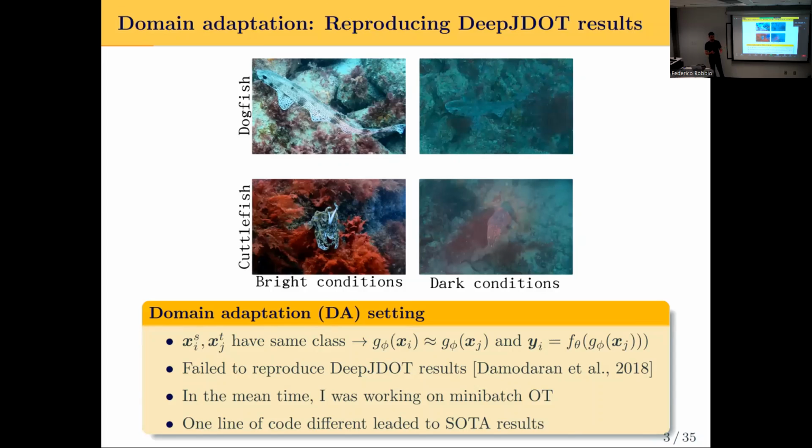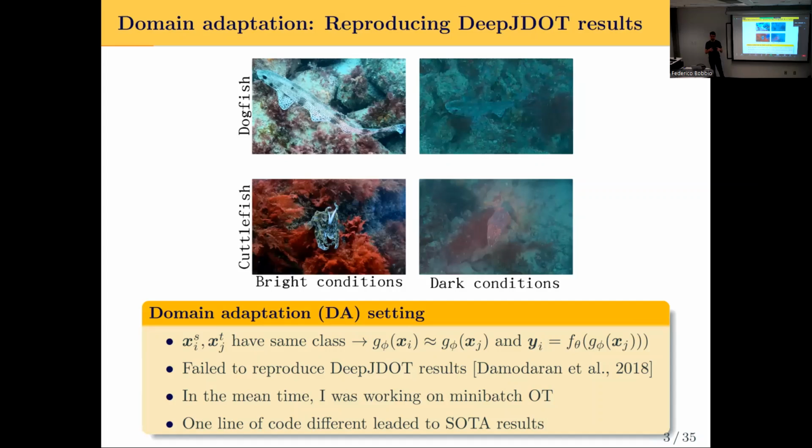In the meantime, I was working on the theory of minibatch optimal transport. And I realized that there are some problems in the definition of minibatch optimal transport that could explain why it worked so badly in practice. Well, not badly, but not as well as they claimed. At some point, I just changed one line in my re-implementation and it really changed everything. That line was the use of unbalanced optimal transport instead of optimal transport.